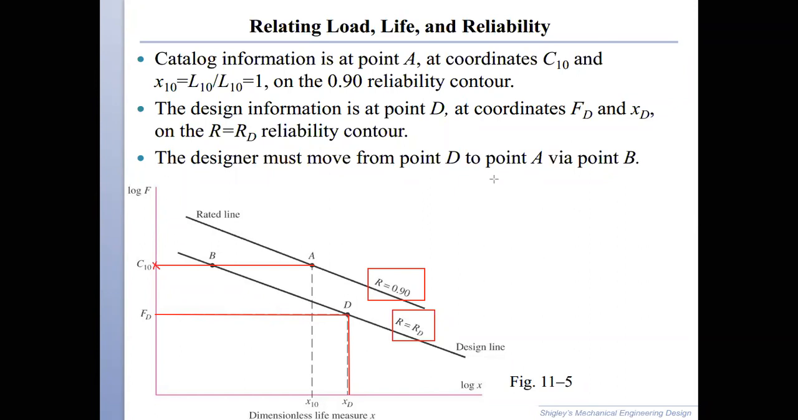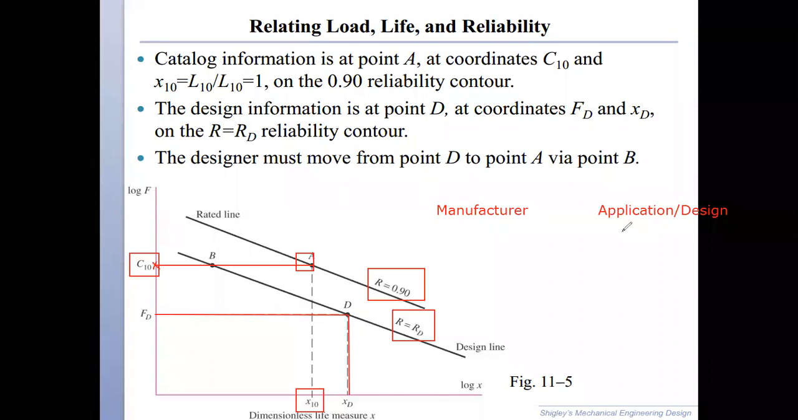There are two conditions. One is from the manufacturer, and then my application, my design or application where I want to use this bearing. Theek hai ji. So let's say, what are the conditions of the manufacturer? C10 and X10 or L10, we can call it, but at a certain reliability. I don't want that reliability. I want my own reliability.